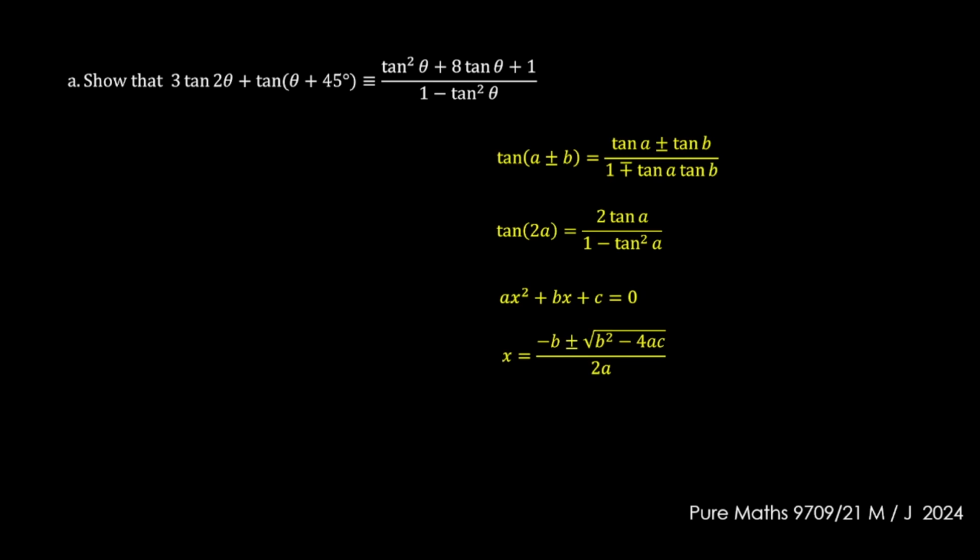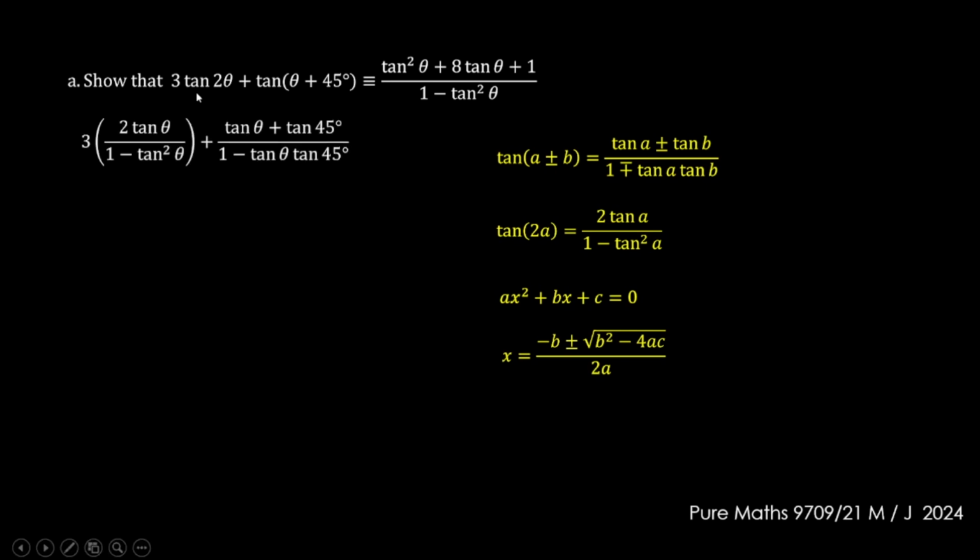To solve this problem, we need the compound formula for tangent and the quadratic formula. What we did here was replace tan 2 theta with 2 tan theta on 1 minus tan squared theta. And here we replace tan(theta plus 45) with tan theta plus tan 45 on 1 minus tan theta tan 45. Multiply by 3 here and multiply this term with the conjugate of 1 minus tan theta.